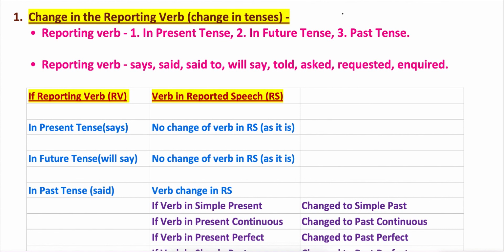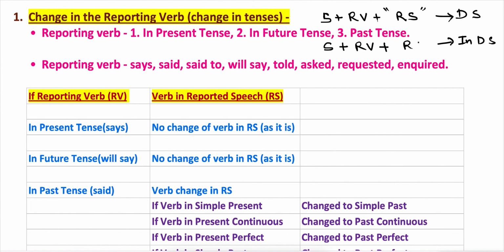Just now we have seen that direct speech has three parts: first the speaker, then the reporting verb, then the reported speech, right? And for indirect speech also, the format is the same: speaker plus reporting verb plus reported speech.